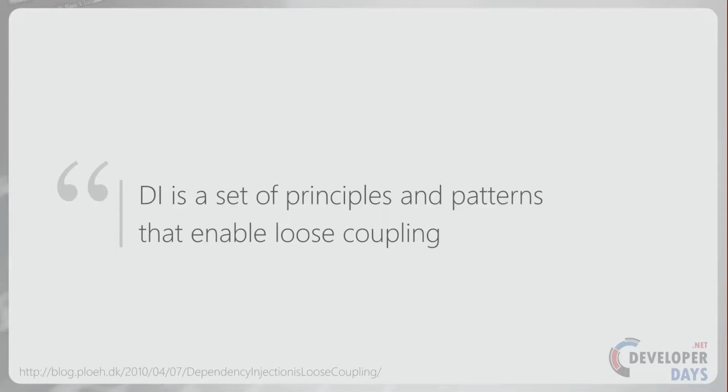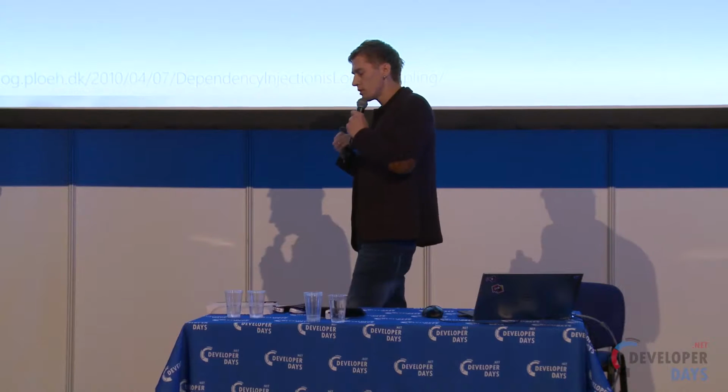So the definition of dependency injection is that it's a set of principles and patterns that enables loose coupling, or decoupling, of the components or modules. And here, patterns and principles means that it's not the ultimate goal that every single code base has to follow dependency injection principles and patterns. We have to strive for that, we have to aim for that goal, but that's not the ultimate goal. Sometimes it doesn't even make sense to apply dependency injection.